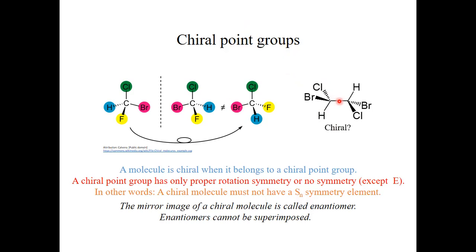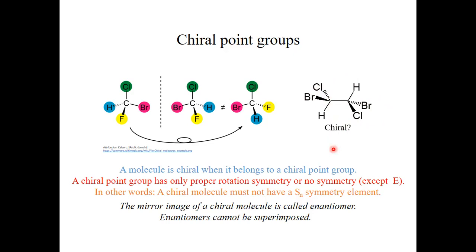Note that this molecule has a carbon atom with 4 different substituents. So this carbon atom has a chlorine, a bromine, a hydrogen, and well, this group. So this shows that a carbon atom having 4 different substituents is not a rigid criterion for chirality. The absence of symmetry elements other than the identity and proper rotational axes is. So please keep that in mind.